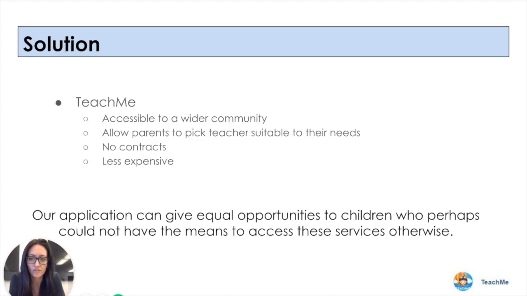The solution is Teachme, which will be accessible to wider communities since they can access it from their devices. It will allow parents to pick the teacher that is suitable to their needs instead of being assigned anyone by whatever company they're using. They don't have to sign any contract, so they can drop it at any point if they decide it doesn't suit their needs, and it's much less expensive. And eventually, it's just going to give an equal opportunity to more children to have access to quality services that will allow them to learn English and further their education.